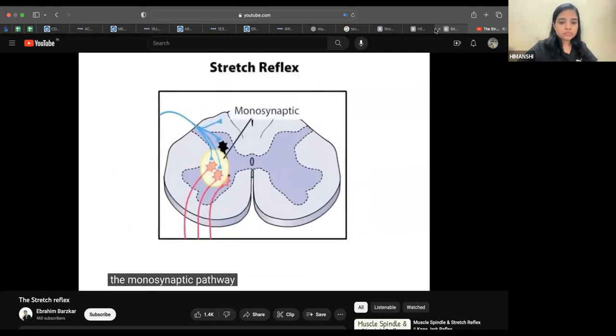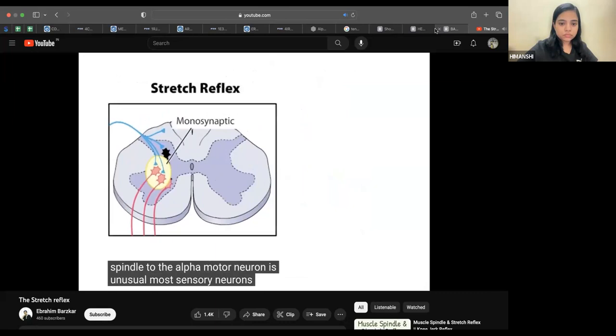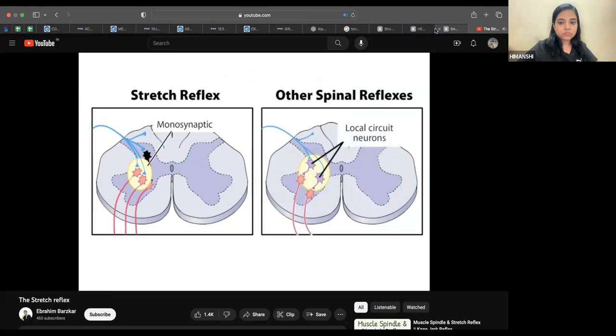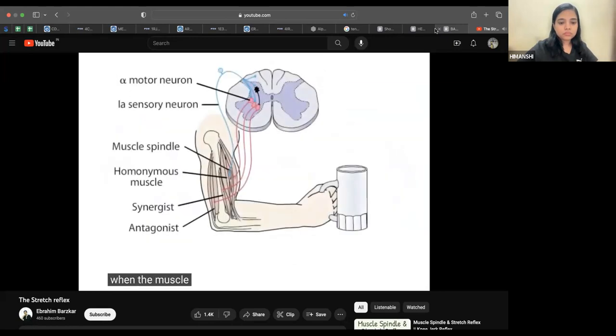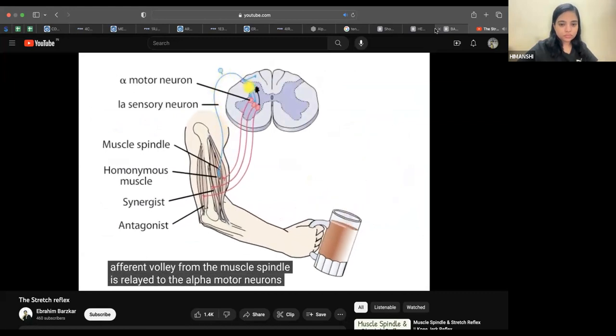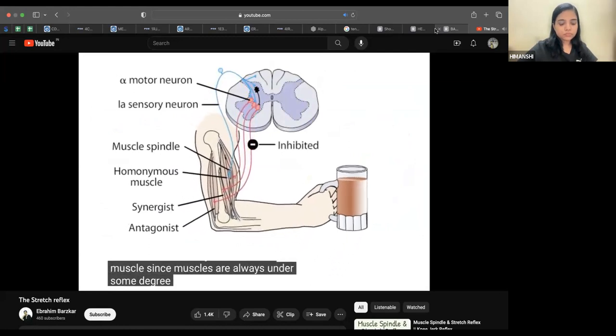The monosynaptic pathway from the spindle to the alpha motor neuron is unusual. Most sensory neurons from the periphery do not contact the lower motor neuron directly, but instead exert their effects through local circuit neurons. When the muscle is stretched, the afferent volley from the muscle spindle is relayed to the alpha motor neurons, and an efferent volley returns to the muscle. Since muscles are always under some degree of stretch, this reflex circuit is normally responsible for the steady level of tension in muscles called muscle tone.